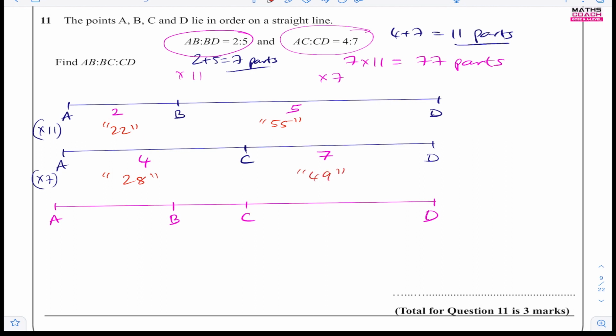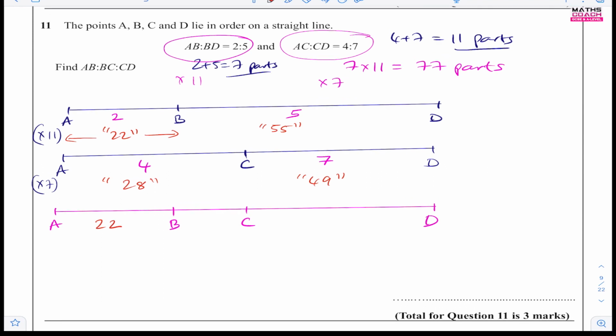So that means from here to here is now worth 22 parts, so that's 22. And if this is worth 28 parts, that means just B to C is going to be 28 minus 22, which is 6. And finally, C to D can be just 49 because it's still representative of C to D, which is up here.